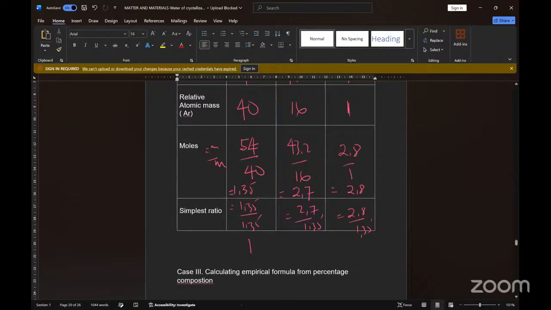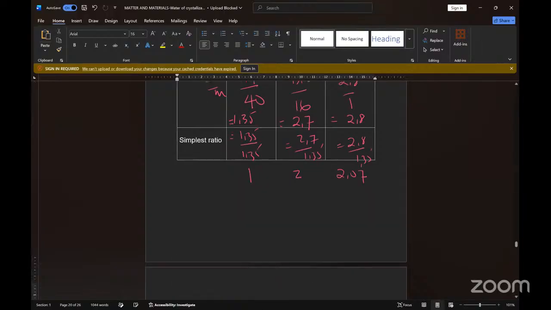That gives us 2. So this one is 2. And then the last one is also 2 because it's very close. 2,8 divided by 1,35. Yeah, it's 2,07. So this is 2,07, which is basically 2. So if we round it off, we are going to have something like this.